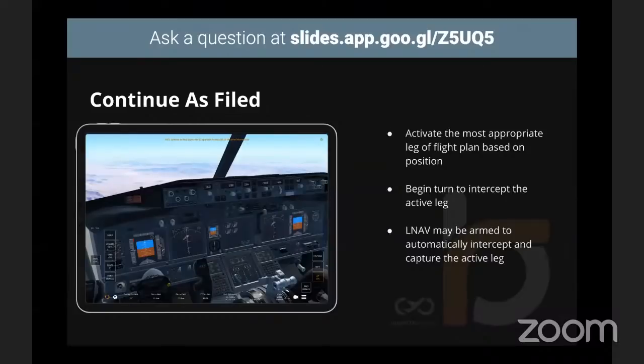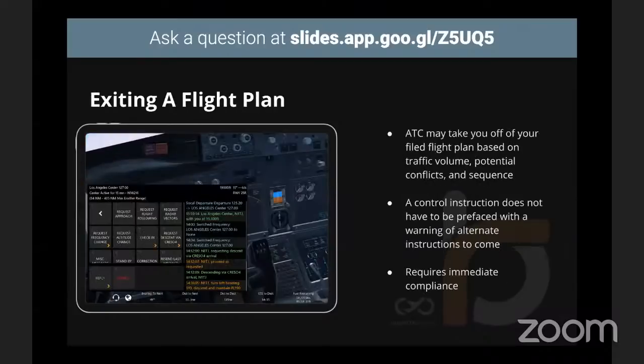Okay, so we talked about how to check in with ATC and we've gotten permission to continue as filed, but you're probably wondering, are they going to ever take me off of my filed route? Absolutely. Much like the real world, traffic volume, immediate conflicts, and even terrain can dictate whether or not ATC jumps in to assign a heading or an altitude. This is going to come without warning, but does require immediate action.